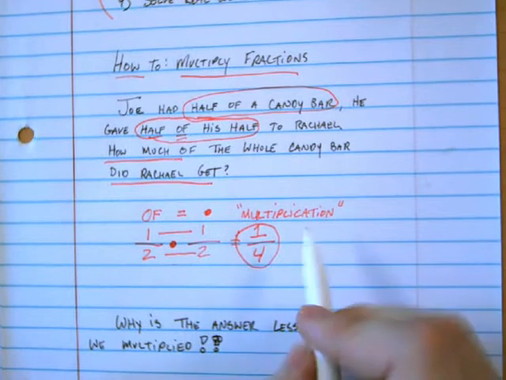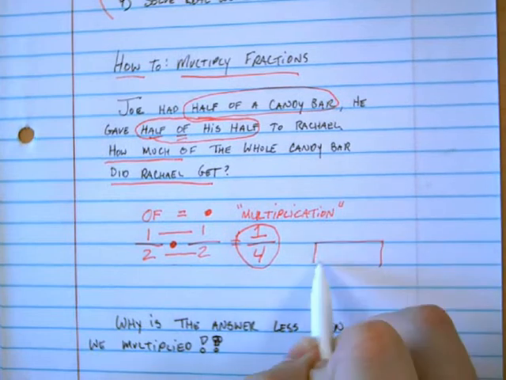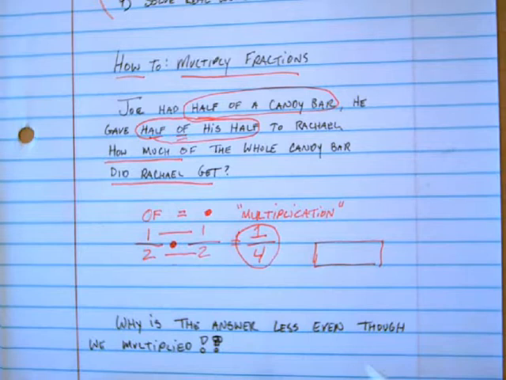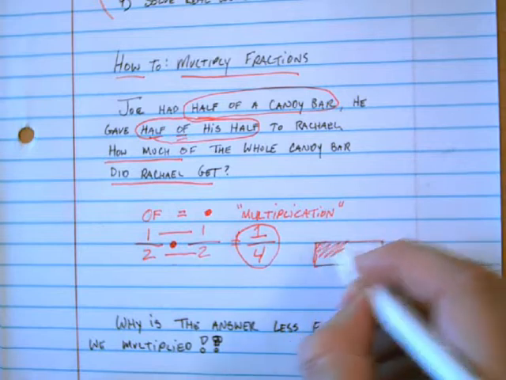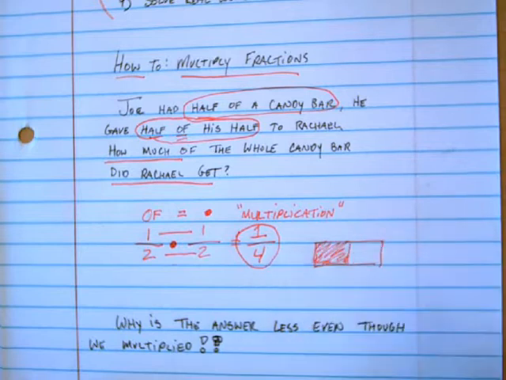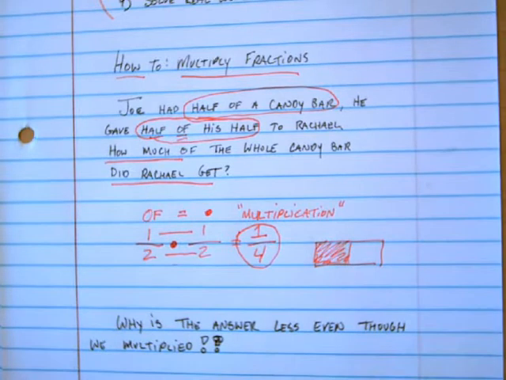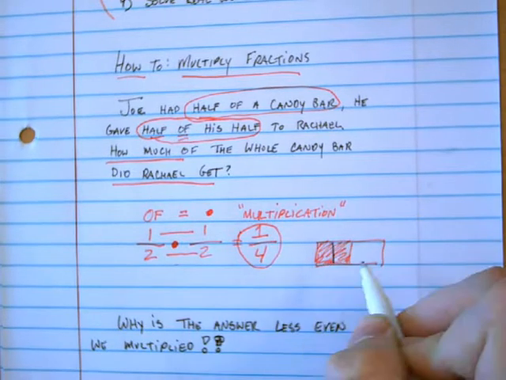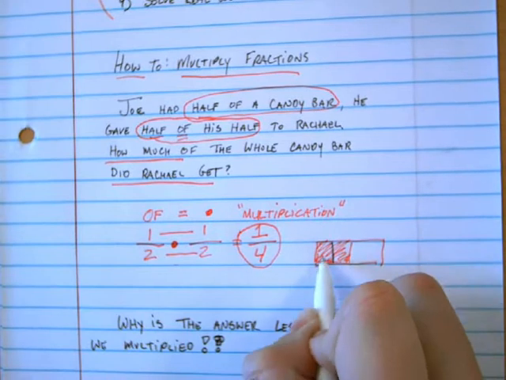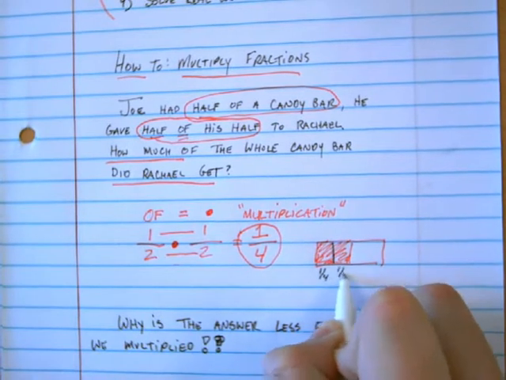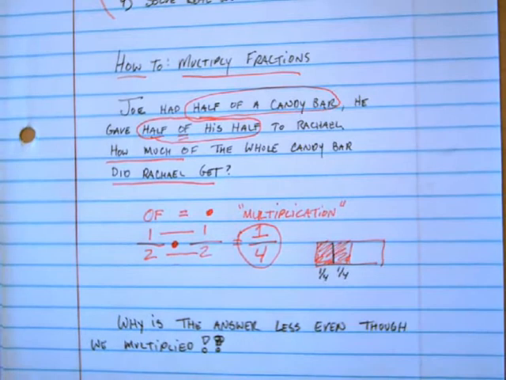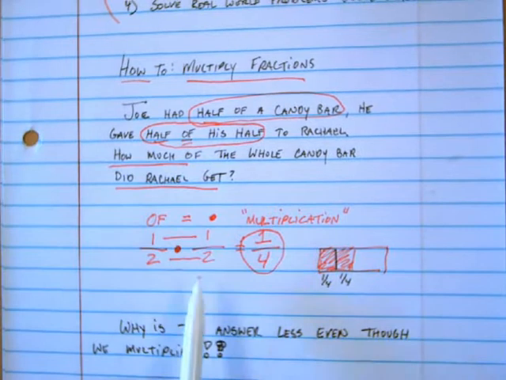And if we think about a candy bar, it said that Joe only started with half of it. So he only had this much. And if he breaks that in half, we can see that this smaller portion right there is going to be 1/4. So he's broken it into quarters there. And we can kind of see visually how that works.